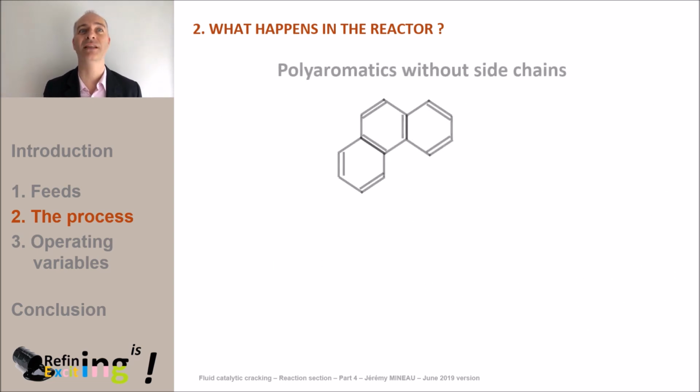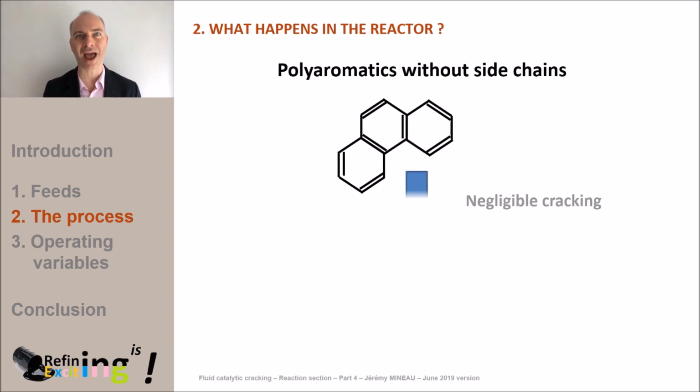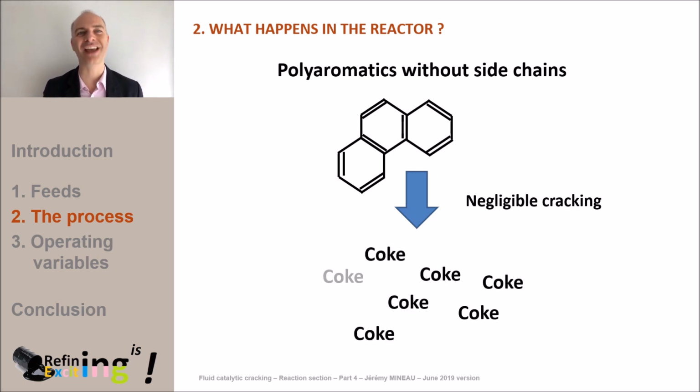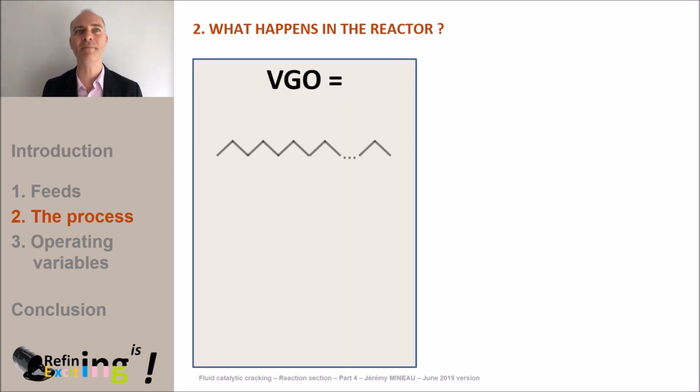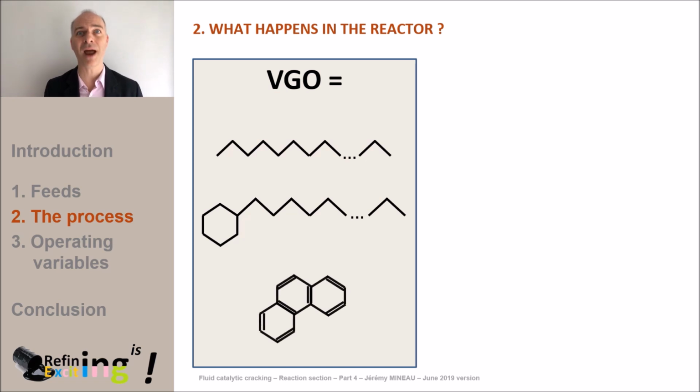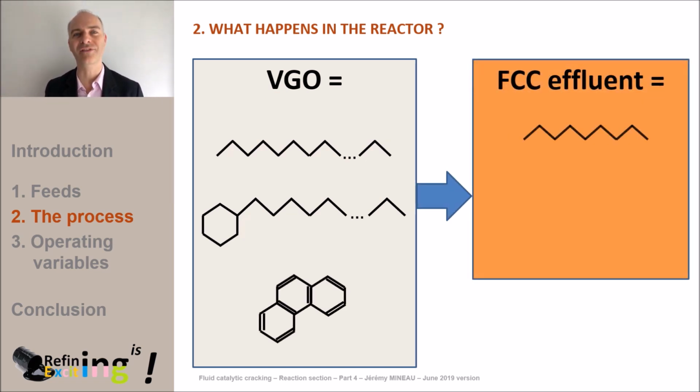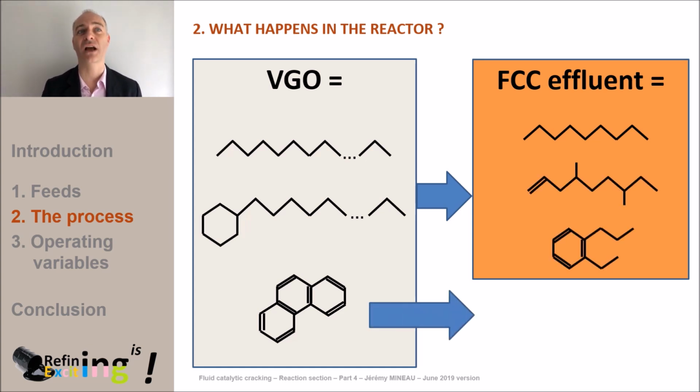Finally, the polyaromatic molecules are very little prone to crack and will form coke. This coke will deposit on the surface of the catalyst. So, if we take a step back, we see that the feed containing mostly paraffins, naphthenes, and aromatics will crack into shorter paraffins, olefins, and aromatics. As far as the polyaromatic molecules are concerned, they will remain on the catalyst in the form of coke. This will explain the high levels of aromatics and olefins in FCC products.